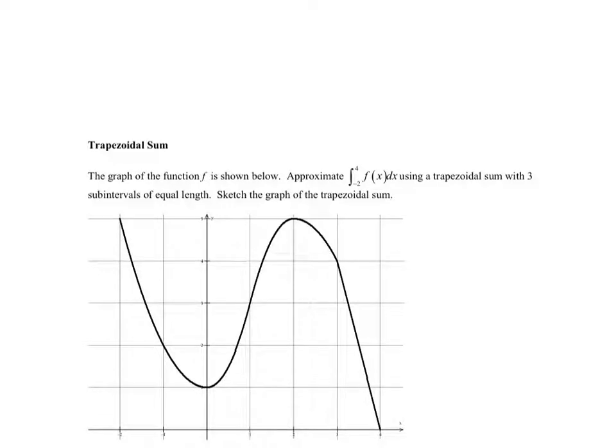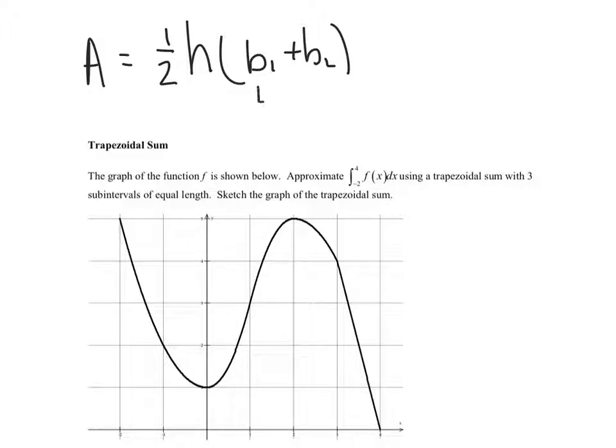So I first want to review the area formula for a trapezoid, and that is area equals 1/2, you can say height, base 1 plus base 2. Now I just want to reiterate, these bases are the parallel sides.